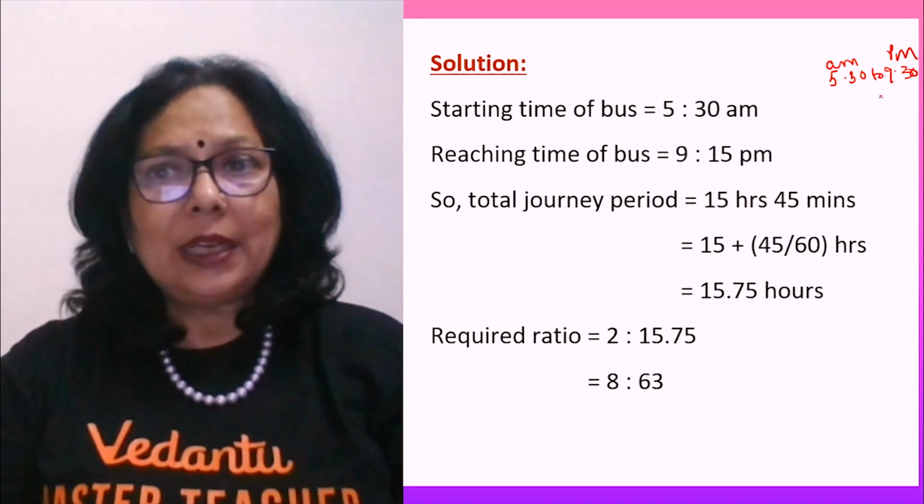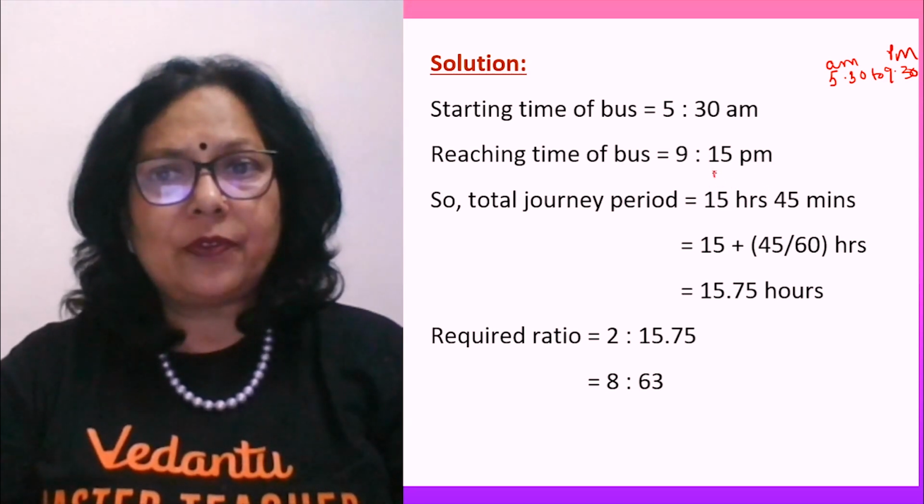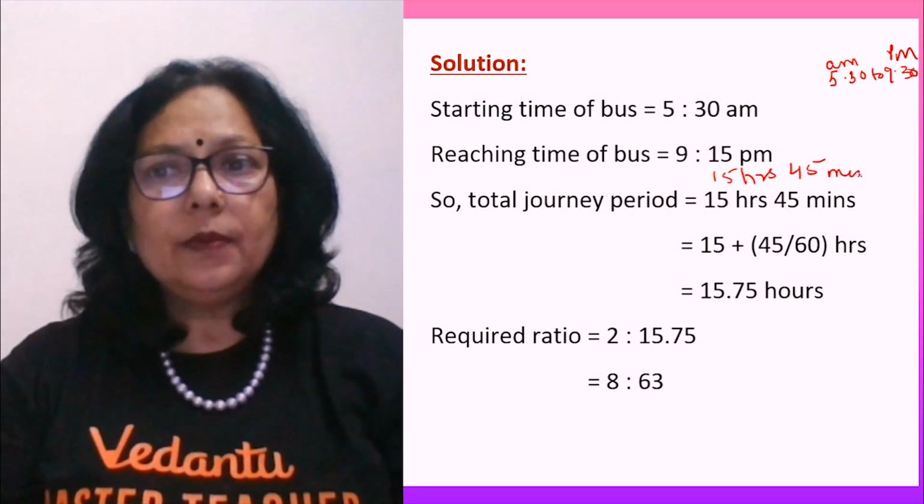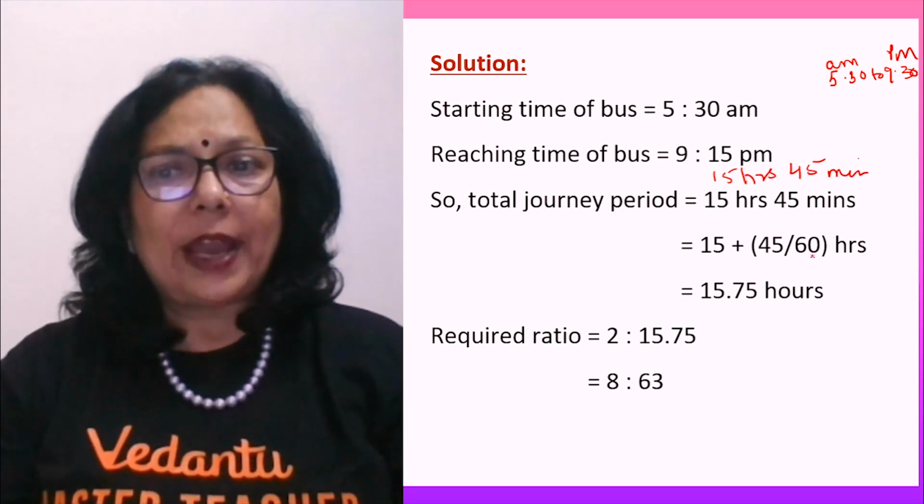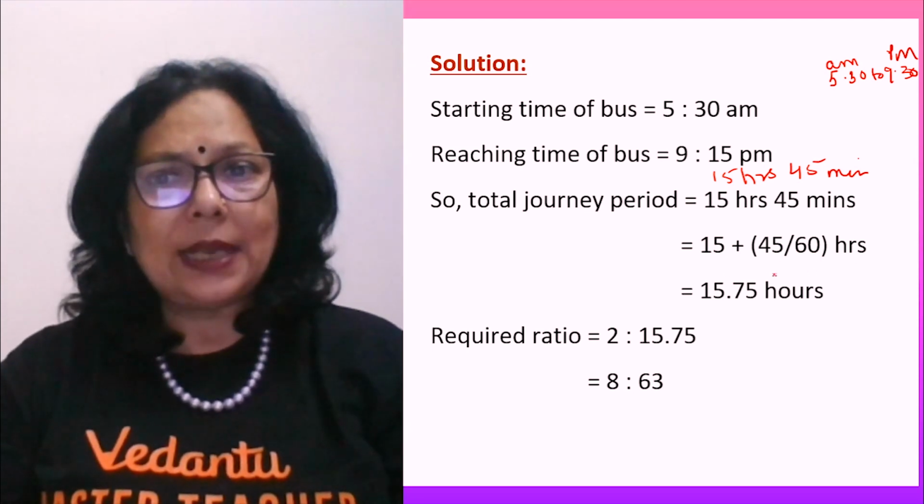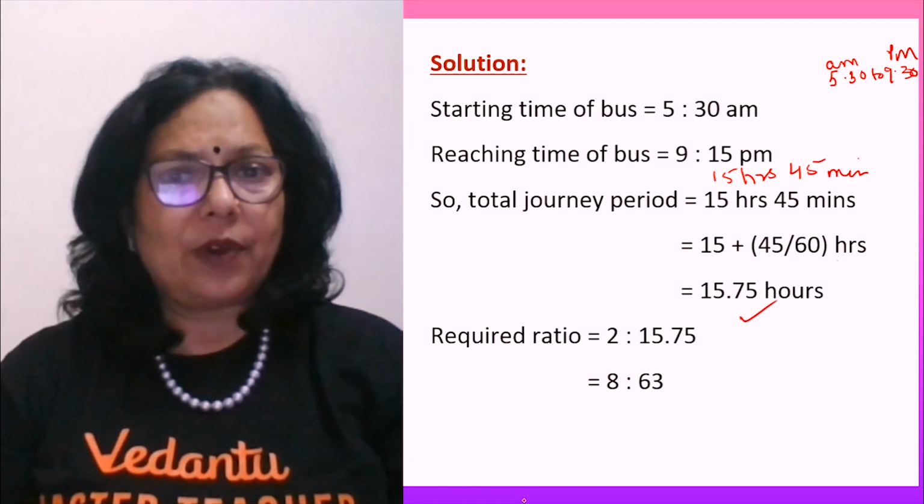But 30 होने में 15 minutes less है. So it is not 16 hours. It is 15 hours 45 minutes. That is, divide 45 minutes by 60 to change into hours. So you get 15 plus 45 by 60, that gives you 15.75 hours.